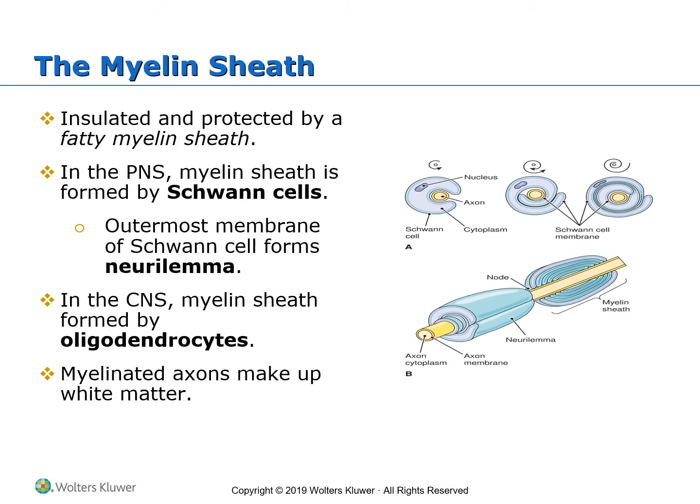The myelin sheath. And let's describe this structure. So some axons are covered with a whitish fatty substance, and that substance is called myelin. And the myelin insulates and protects the axon. For the peripheral nervous system, the myelin is actually an entire cell, and it's known as a Schwann cell.